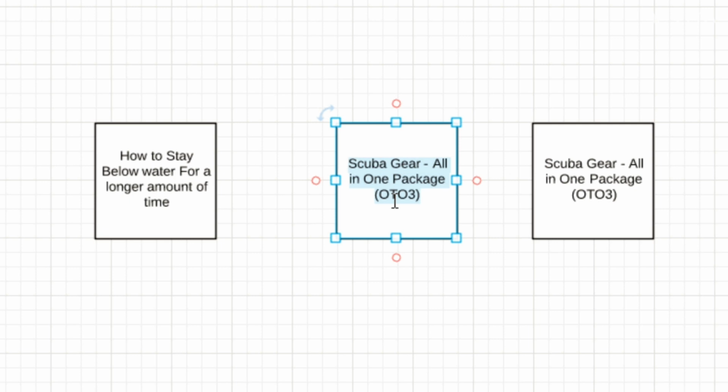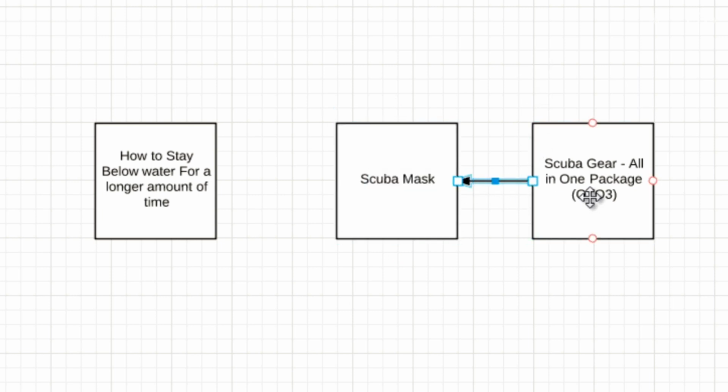So since the scuba gear is an all-in-one package, maybe we focus on the scuba mask. So if somebody buys a scuba mask, you could say, hey, you buy the scuba mask, but I'm going to offer you the scuba gear for like half off or something. So let's go here and let's do, for simplicity, OTO 2 since it's a product.